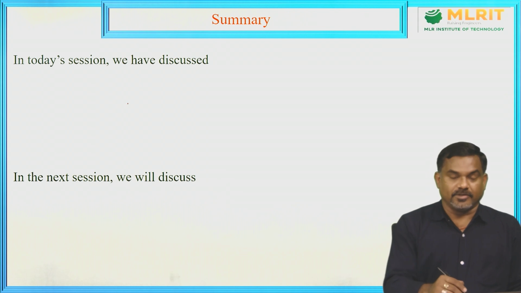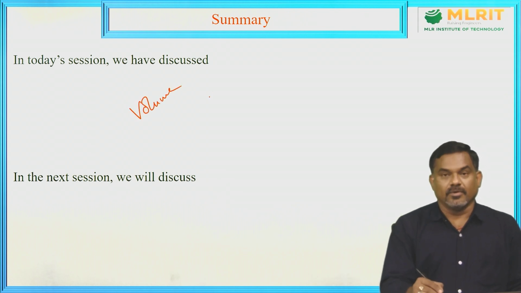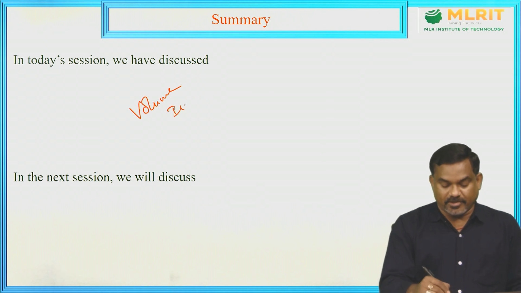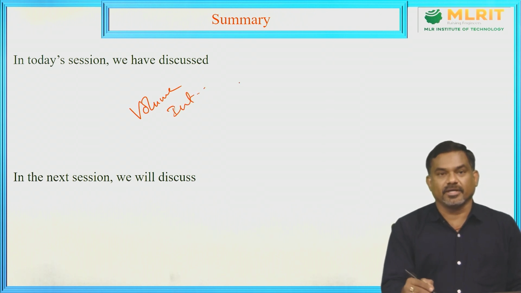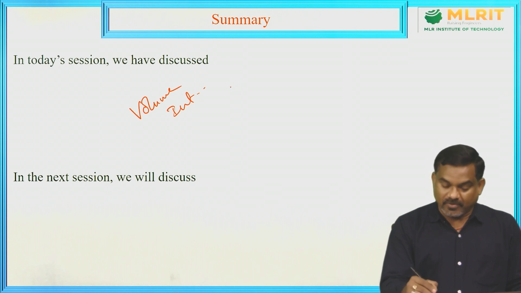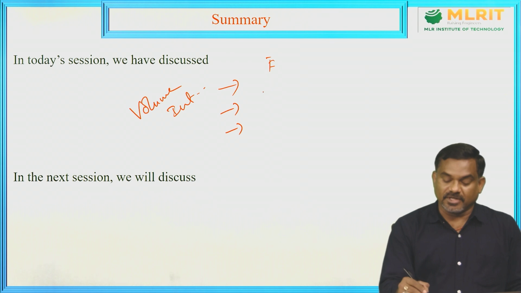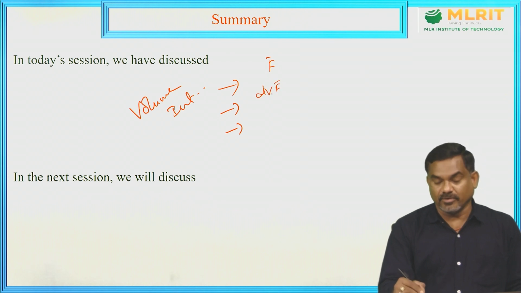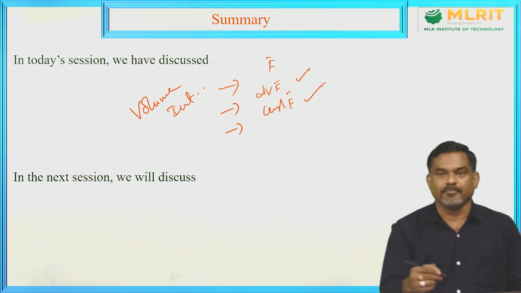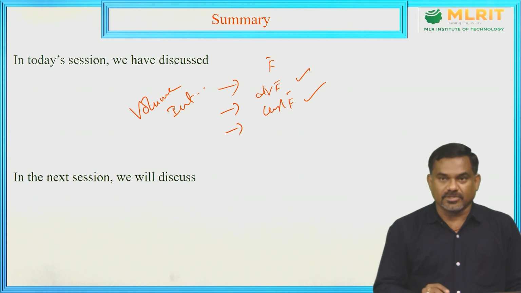So in today's session, I have solved one more problem on volume integration. Evaluation of volume integration includes the evaluation of a triple integral, and we find the limits of three variables x, y, z. If it is required to find the volume integral of f bar, just integrate its components. Or else if it is required to find the volume integral of div f bar or curl f bar, then first find these two values and apply the same procedure. So that gives the required volume integration. So this is for today's session, and we will meet in the next session.